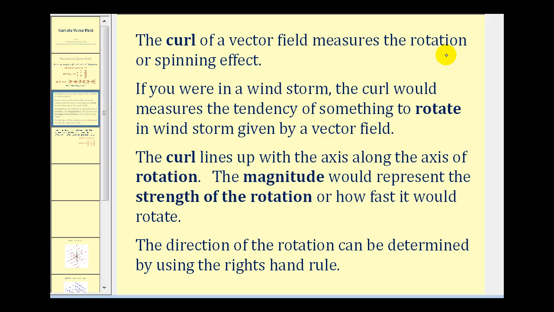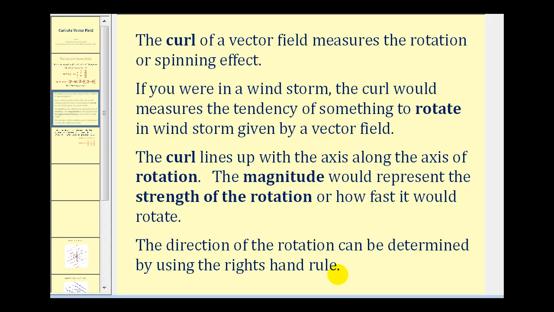The curl of a vector field measures the rotation or spinning effect of a vector field. If you were in a windstorm, the curl would measure the tendency of something to rotate in the windstorm given by a vector field. The curl lines up along the axis of rotation, and the magnitude would represent the strength of the rotation, or how fast it would rotate. The direction of the rotation can be determined by using the right-hand rule, which means if you point your right thumb in the direction the curl vector is pointing, as you close your right hand, your fingers would close in the direction of the rotation.